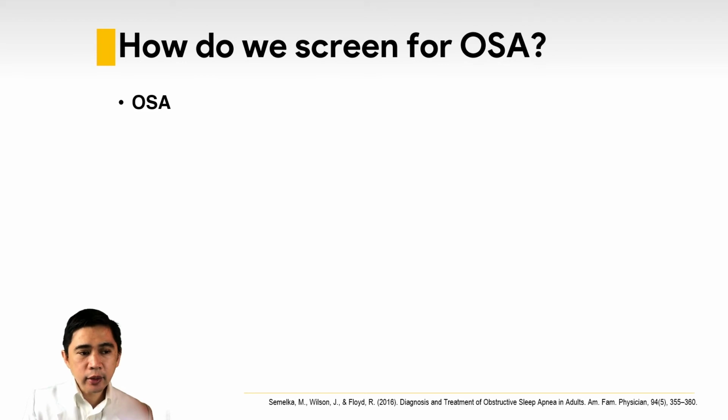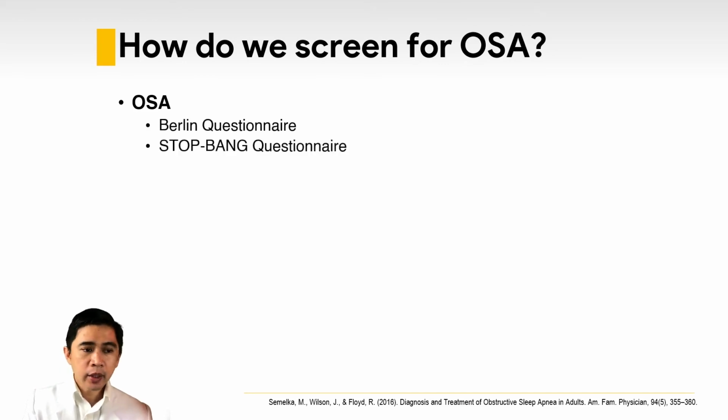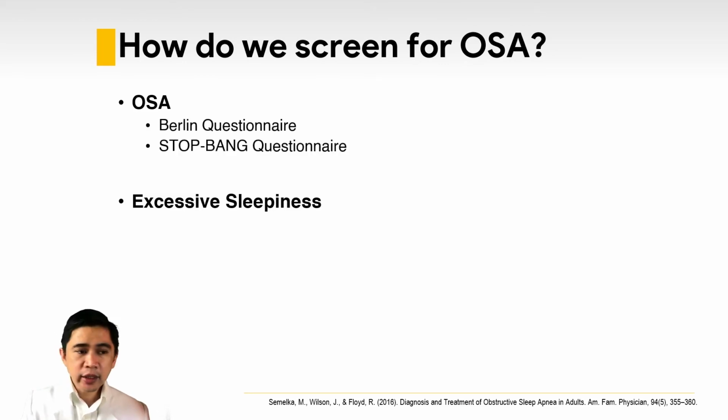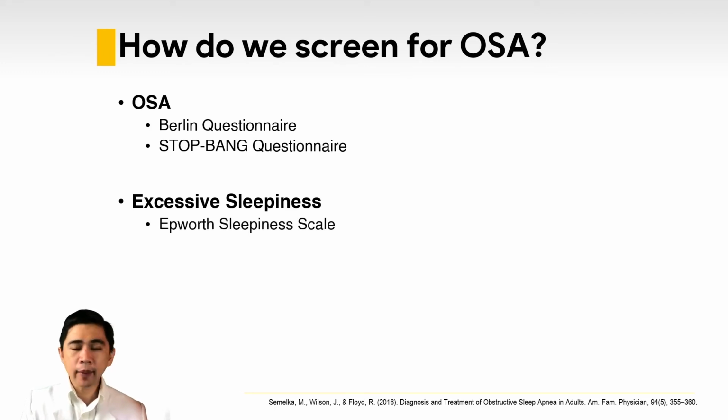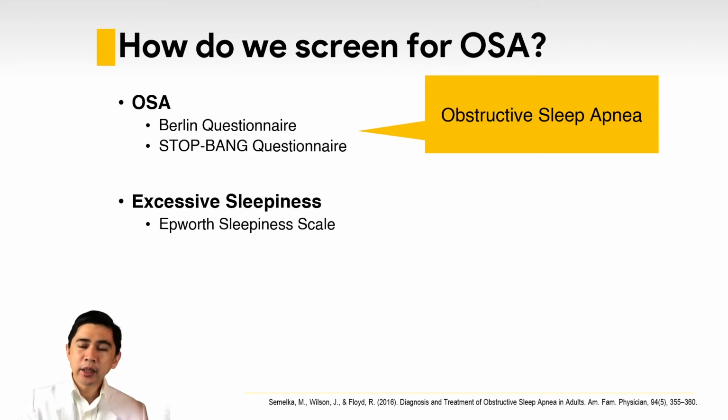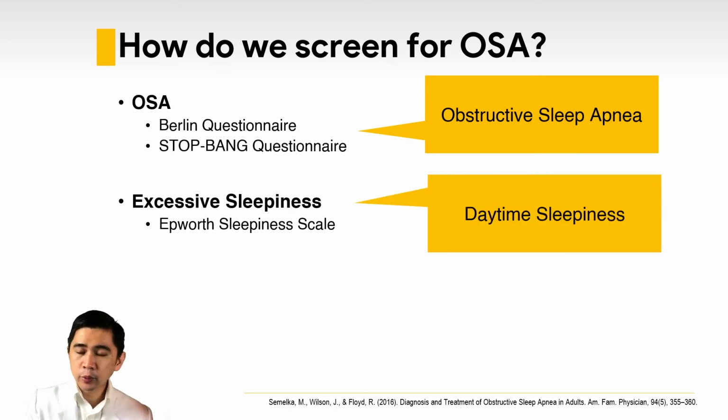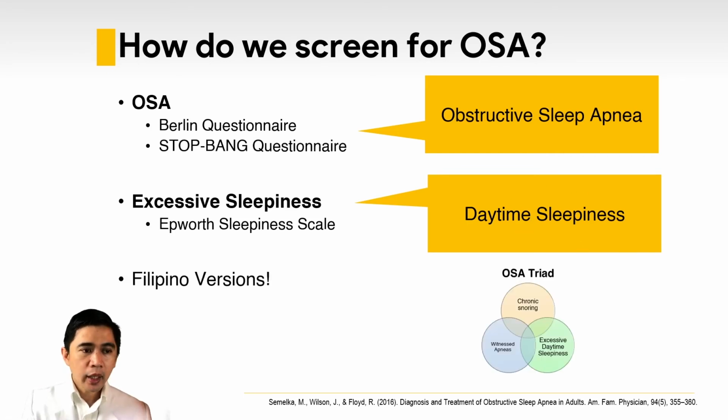So how do we screen for OSA? OSA is screened by using the Berlin questionnaire and the Stop-Bang questionnaire. Excessive sleepiness, we can screen by using the Epworth Sleepiness Scale or ESS. Again, Berlin and Stop-Bang are questionnaires that will predict OSA, and Epworth will predict daytime sleepiness. Remember that daytime sleepiness is part of the triad of OSA. All of these have Filipino versions. You can actually give this to your patient and it is validated, and it's very, very simple to answer.